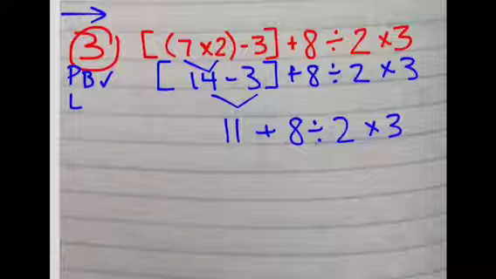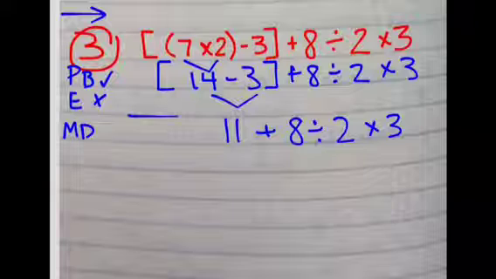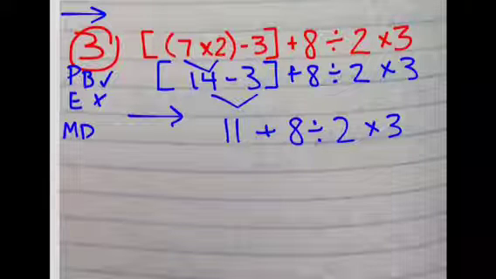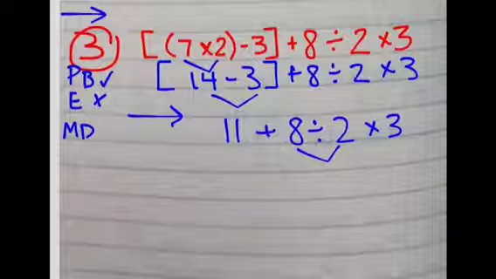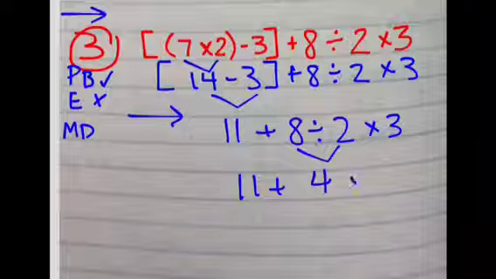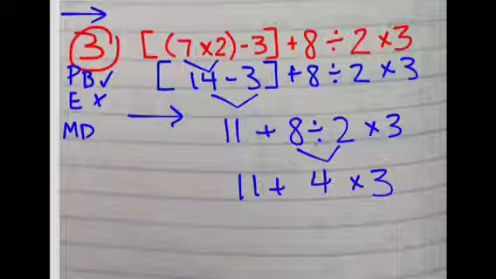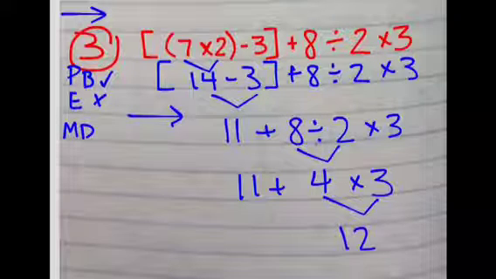All right, we look for exponents. We have no exponents. Multiply and divide, starting from left to right. We got addition. Oop, there's the division. We hit the division before the multiplication, so we do it first. Okay, 8 divided by 2 gives you 4. Bring everything down. So now we can do our multiplication, because that's the step we're on. 4 times 3 is 12.